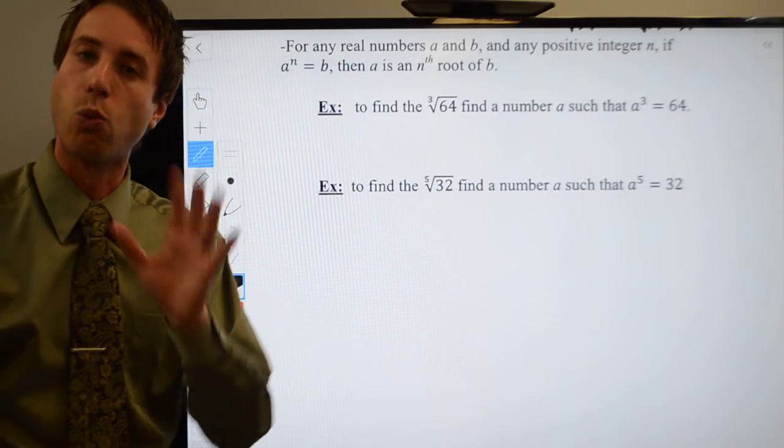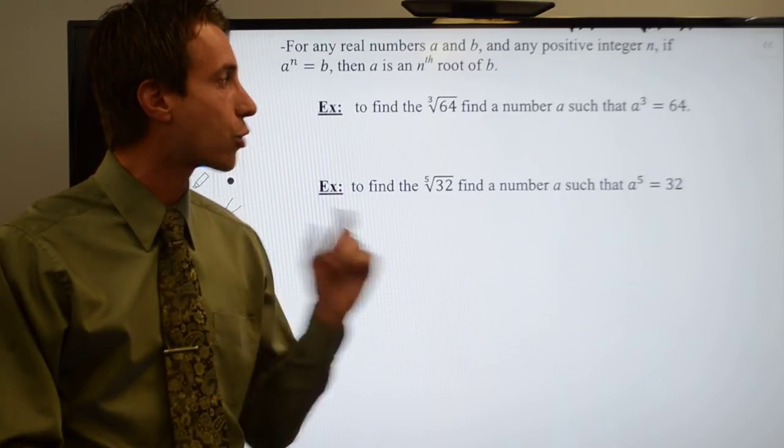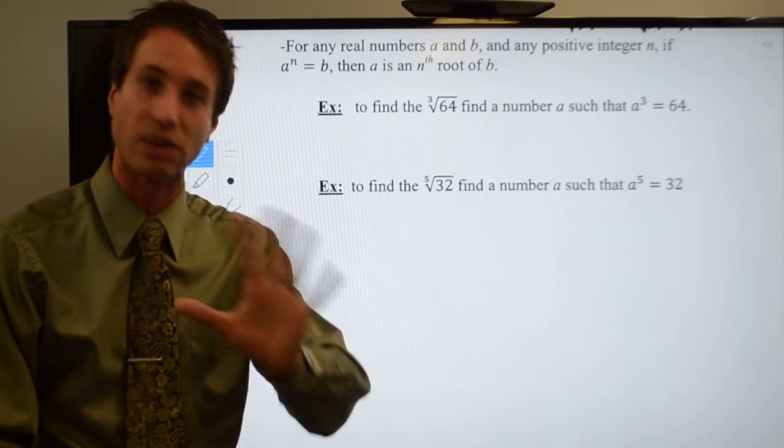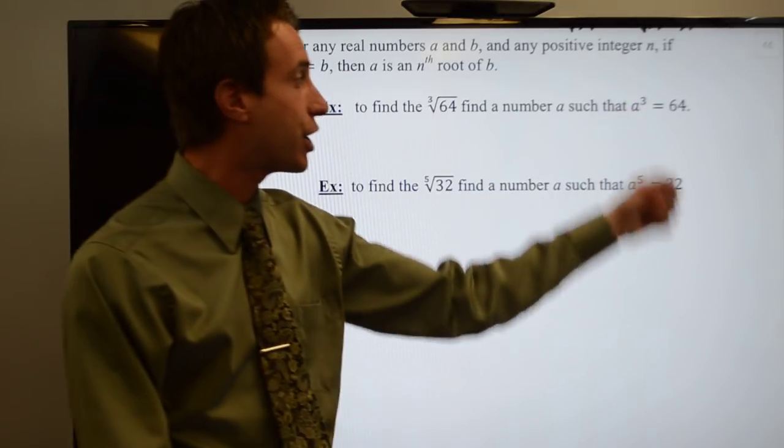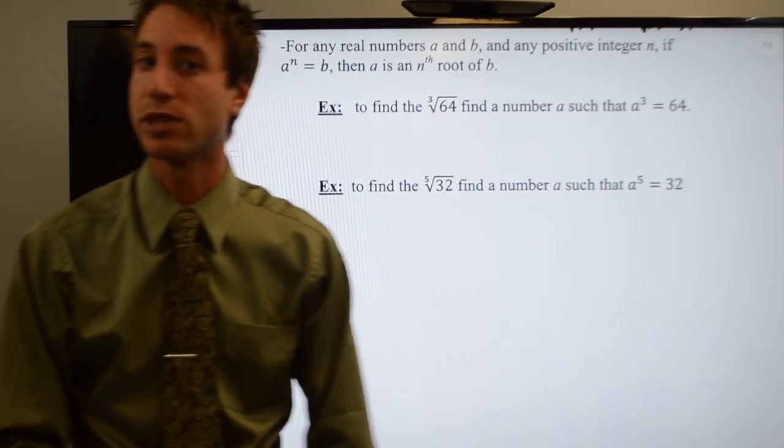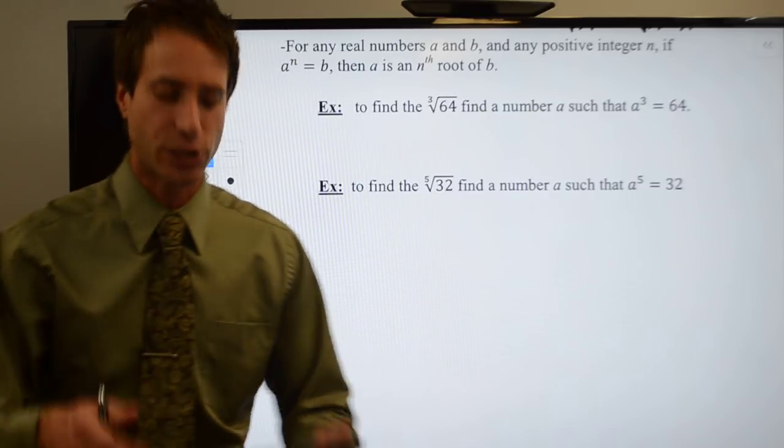Which means what you're trying to do is find a number, let's call that number a, such that if you were to cube a, it would be equal to 64. Let me show you exactly what I mean.